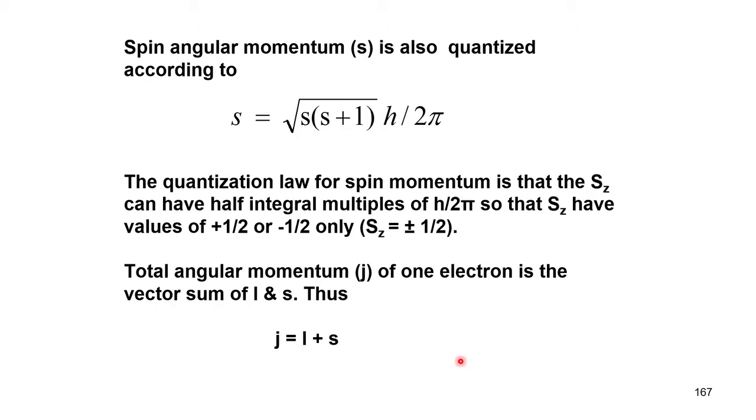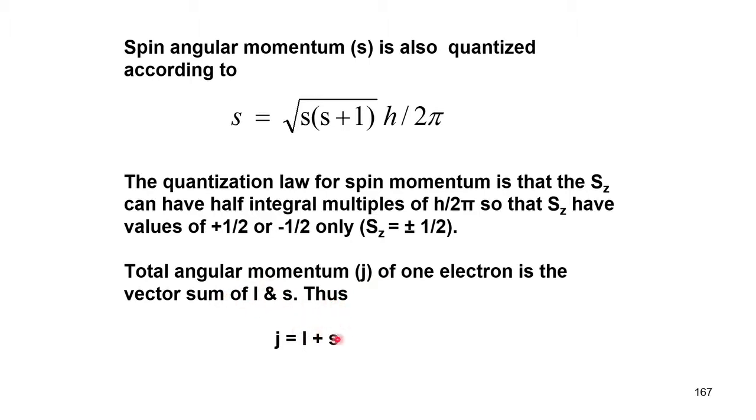Now, spin angular momentum is also quantized according to square root of S into S plus 1 into h by 2 pi. The quantization law for spin momentum is that Sz can have only half integral values of h by 2 pi, so the values are plus half or minus half. The orbital angular momentum and the spin angular momentum can be combined to give you total angular momentum J, that is the vector sum of L and S.